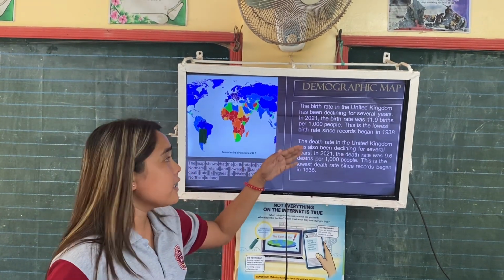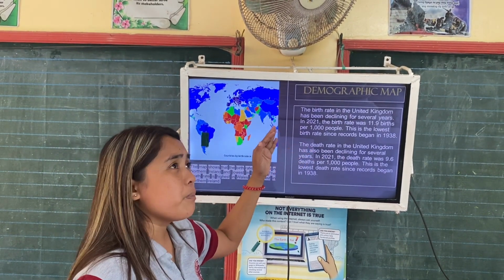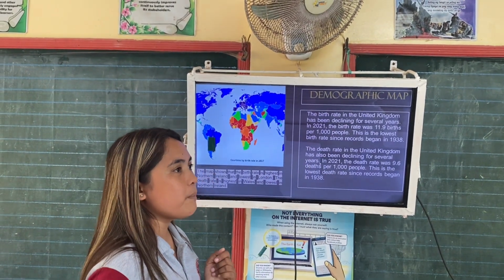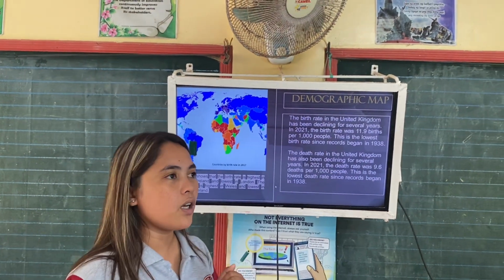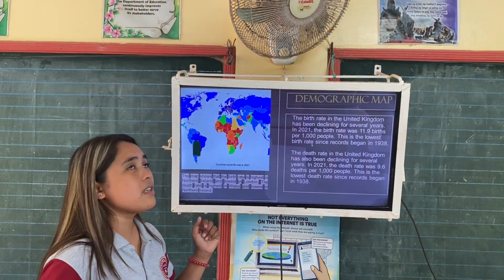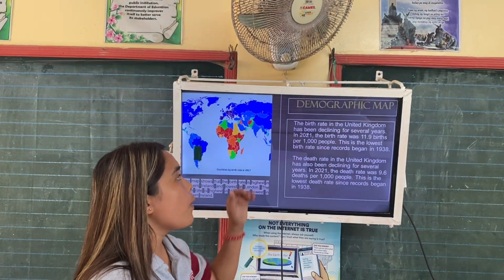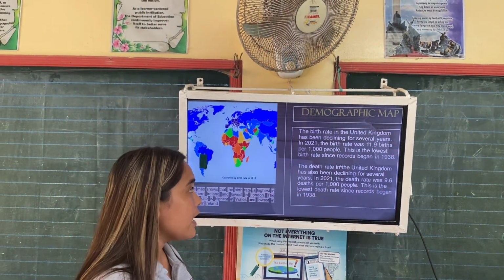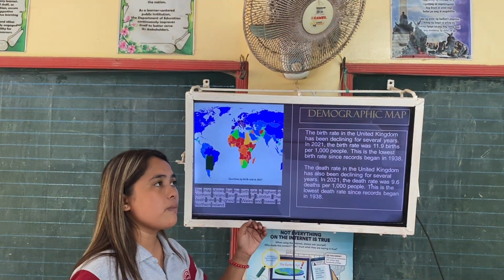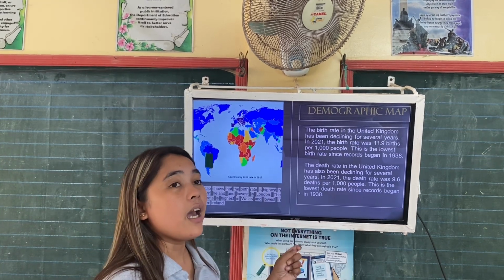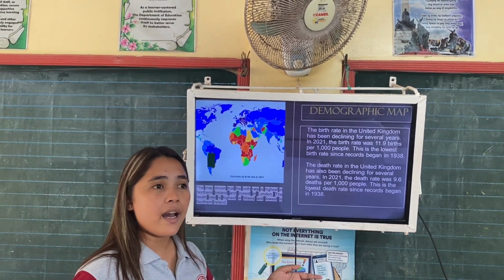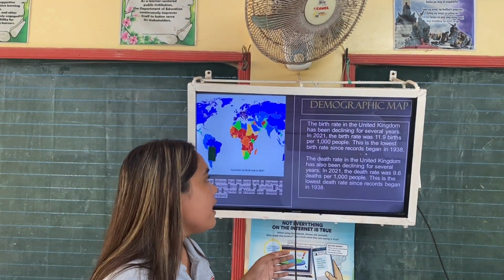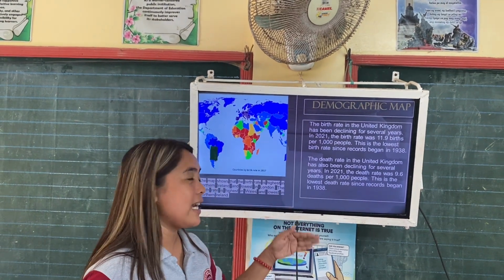The birth rate is declining because of the presence of, for example, birth control. The presence of birth control is the main reason why the birth rate has been declining for several years. And the death rate is also declining for several years because of the presence of healthcare services. As time goes by, the healthcare services of the country have been improving. That's why the death rate is also declining.